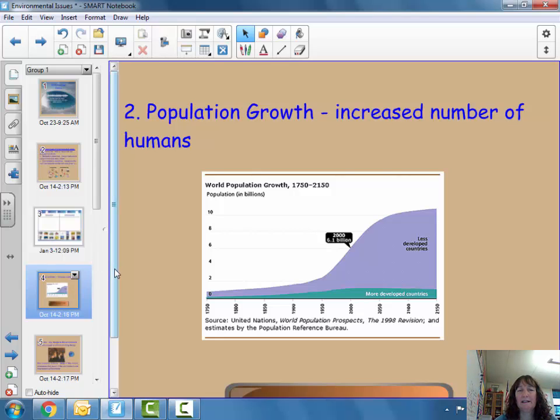The second one is population growth. So when we're talking about population growth, we're really talking about the population of humans on the planet. So the increased number of humans on the planet. So as you can see, since about 1950, it's really been going up, and it continues to go up every year. So how can the planet handle that increased population?